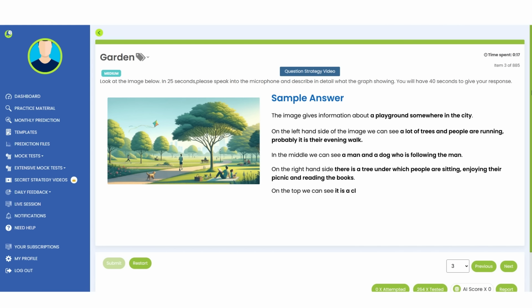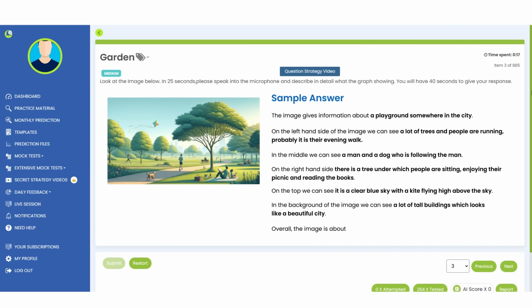On the top, we can see it is a clear blue sky with a kite flying high above the sky. In the background of the image, we can see a lot of tall buildings, which looks like a beautiful city. Overall, the image is about a very beautiful park, which is somewhere in the city.